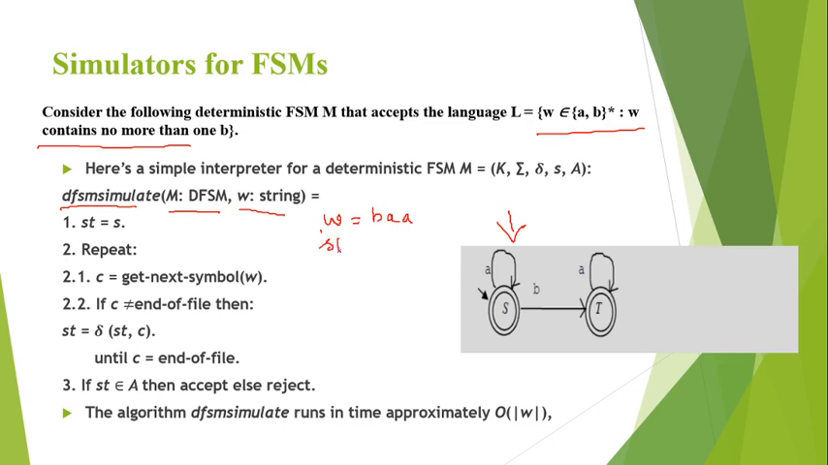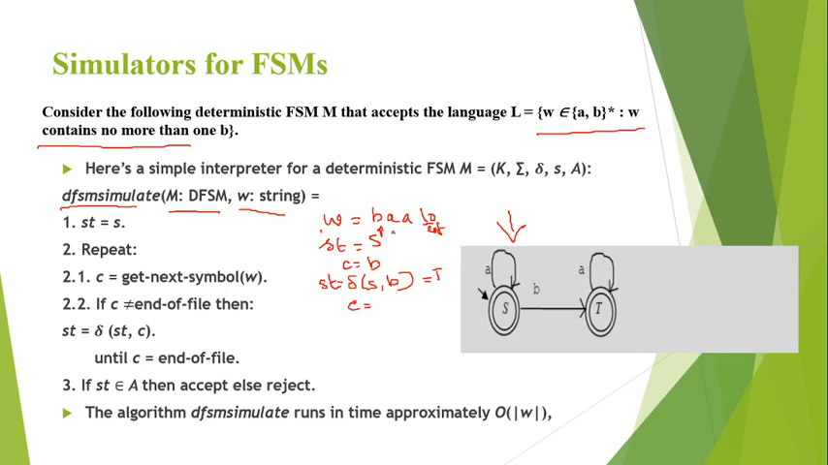First, ST is the state that holds the current state. Currently it is in the start state, S. Then get the next character of the string, so C equals get next symbol. These few steps I have to repeat until I reach the end of file. First I read C, then I check the transition on this character. The current state is S, and on B delta gives you T, which is assigned to ST. Now ST is updated with T.